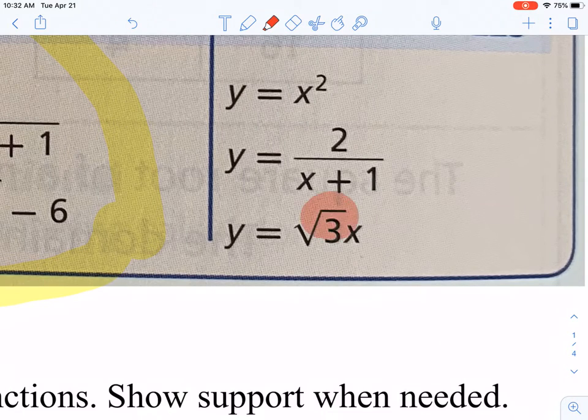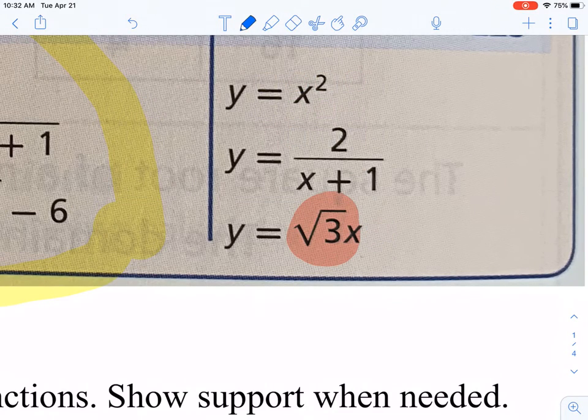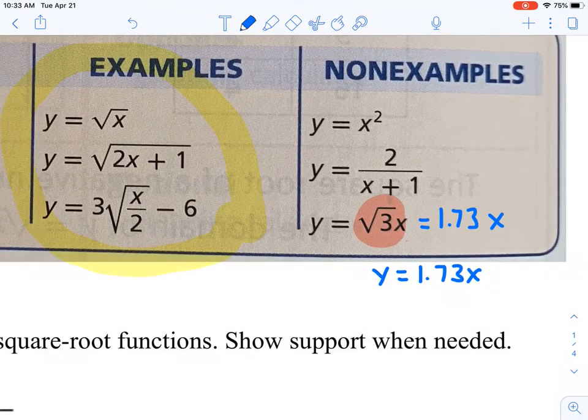This right here is not the variable being under the square root sign. This is simply a coefficient. So if we think about the square root of 3, the square root of 3 is roughly 1.73. So really all this is the equation y equals 1.73x, which is clearly not a square root equation. It is in fact a linear equation.